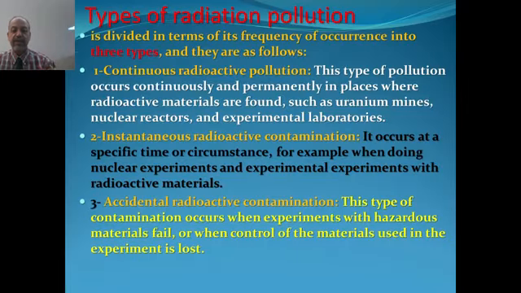The third one is accidental radioactive contamination. This type of contamination occurs when experiments with hazardous materials fail, or when control of the material used in the experiment is lost. Or when you transport some nuclear materials from one place to another place, maybe some accidents happen. Okay, we have three types of radiation pollution: continuous, instantaneous, in some specific time, and by accident.